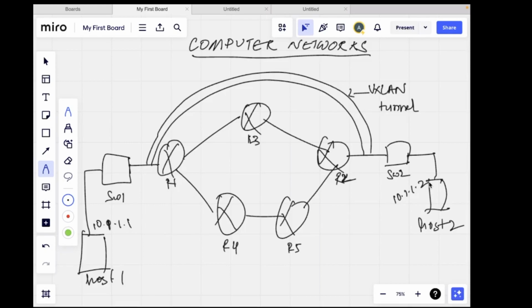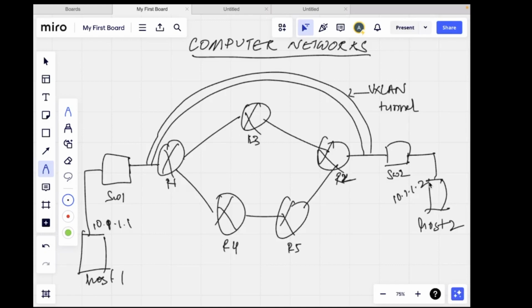Is that possible? Essentially you have to go over the internet, but what I'll do is I'll encapsulate that packet. I'll encapsulate that packet with a VxLAN header, and I'll put an inside IP header and inside MAC address so that that packet can reach host 2.